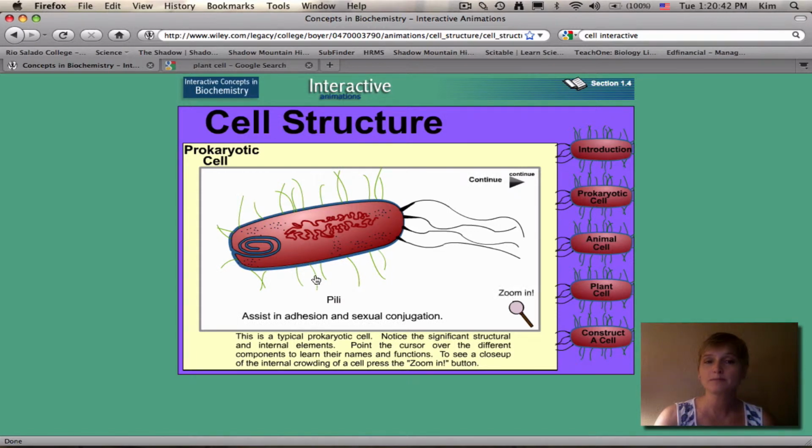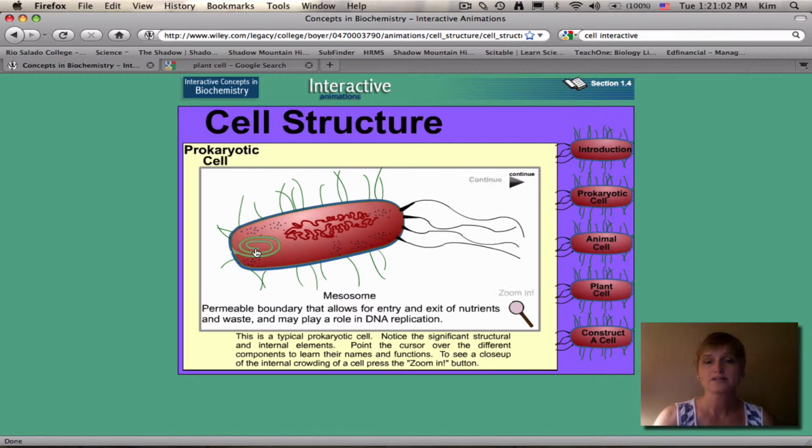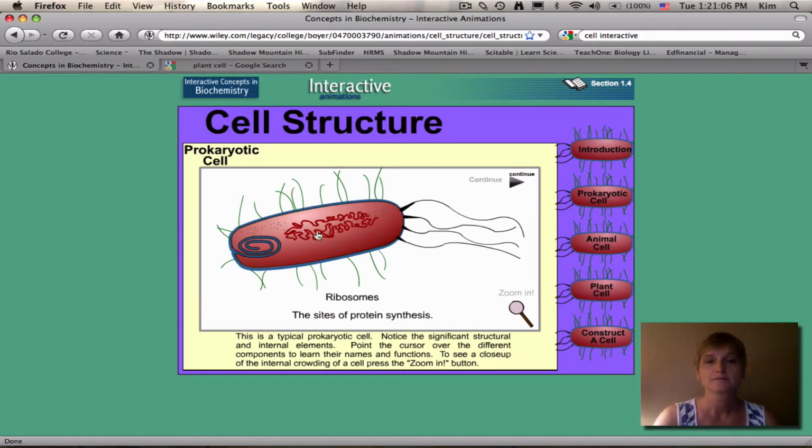They have something called pili, and this helps them to hold on to surfaces, and then it also helps in sexual conjugation, because they reproduce asexually. These over here are called flagella, and they help it to move. And this over here is called a mesosome. All right, so this is a permeable boundary. This allows nutrients in and out. And then you see the ribosomes, and this is where the protein is made.